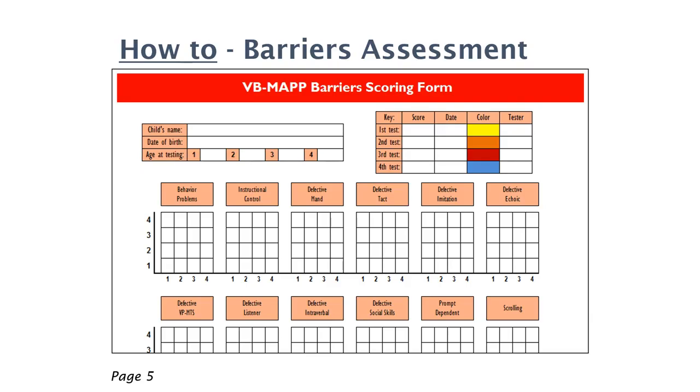Oftentimes a barrier seems to fall between two scores. When in doubt, score higher. It is better to plan for an intervention in case the barrier score increases than to score lower and not target the barrier until it becomes a bigger issue.